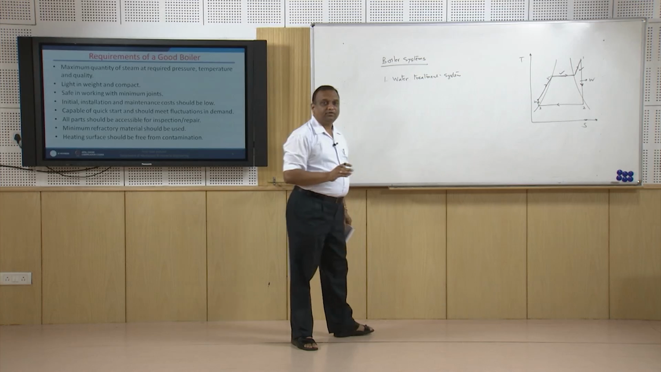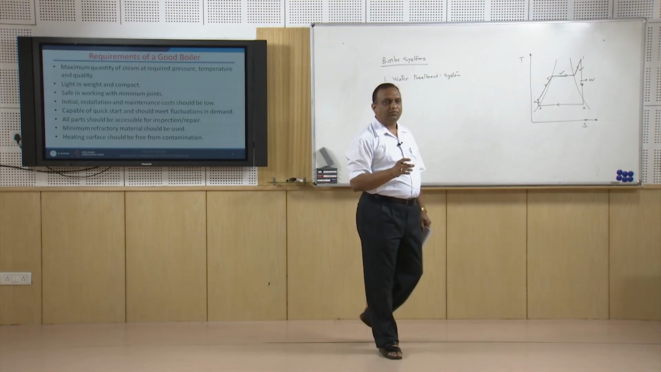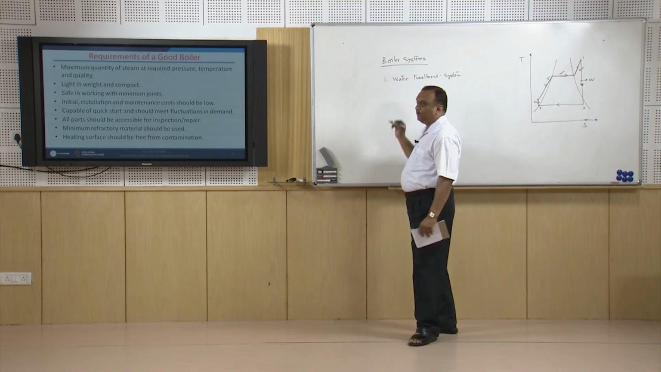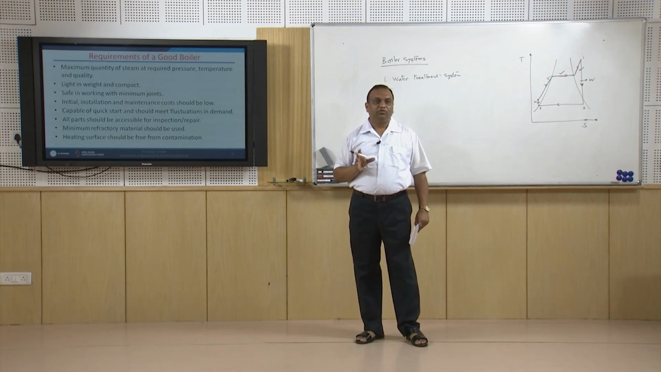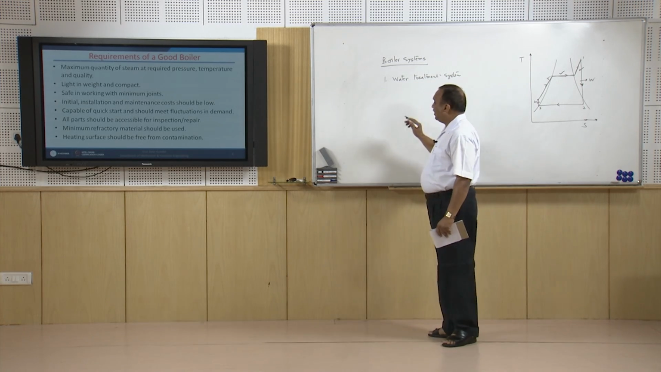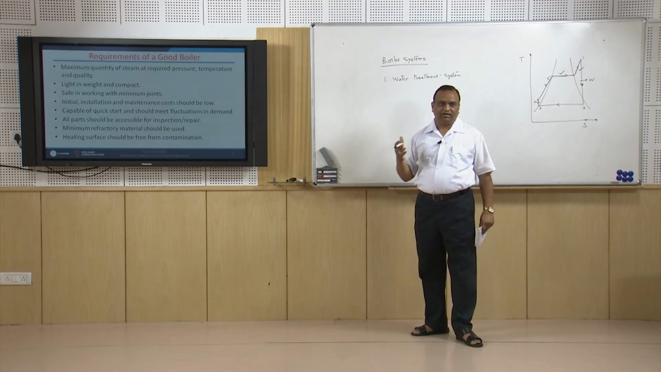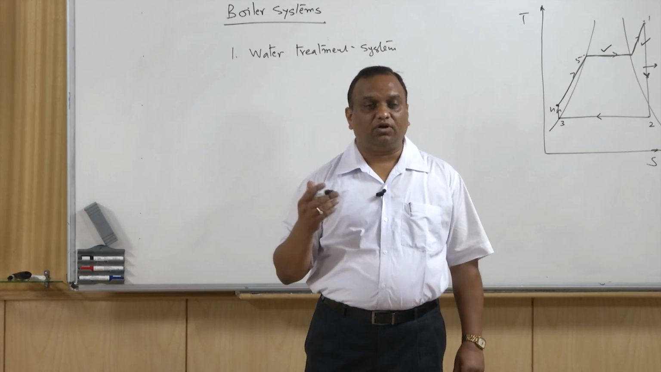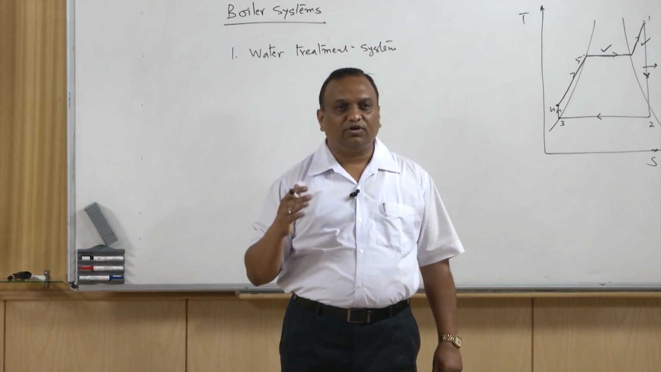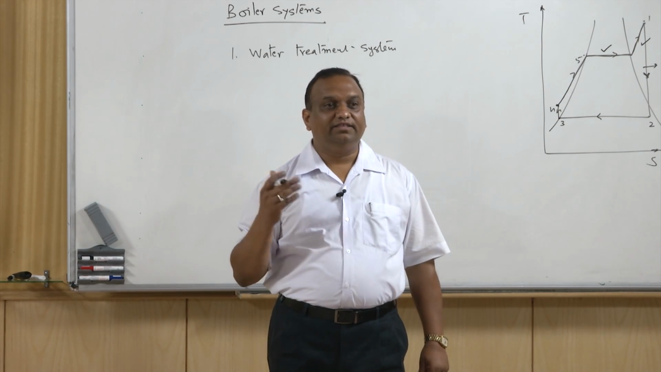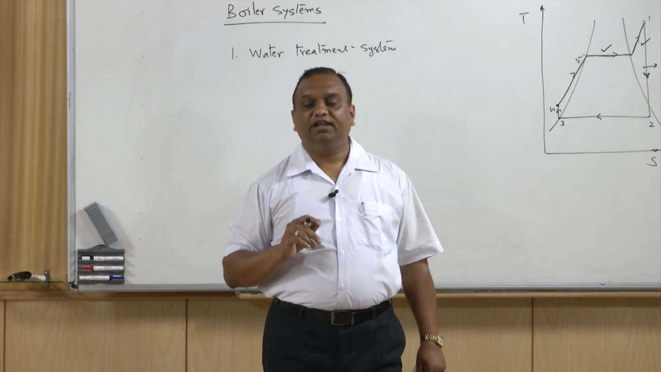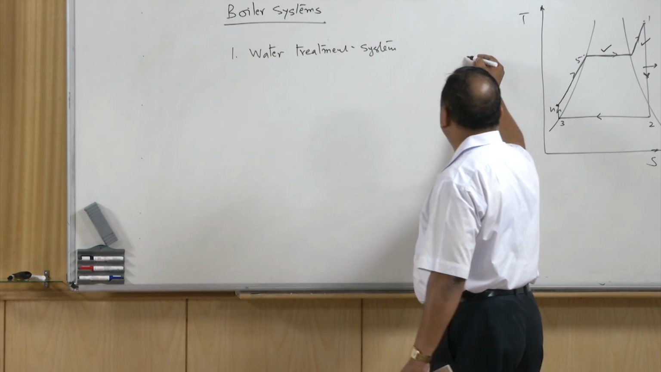Now, water treatment system means we cannot use tap water in a boiler, because the TDS of tap water is quite high and it is not permitted to be used in a boiler. When water is heated in a boiler, the solubility of salts in water reduces drastically when the temperature exceeds 44 or 45 degrees centigrade, and these materials get precipitated on the surface and scaling is formed, and this scaling works as an insulator.